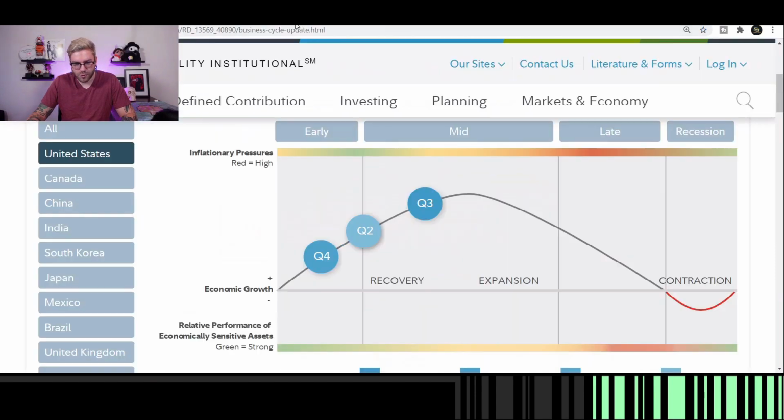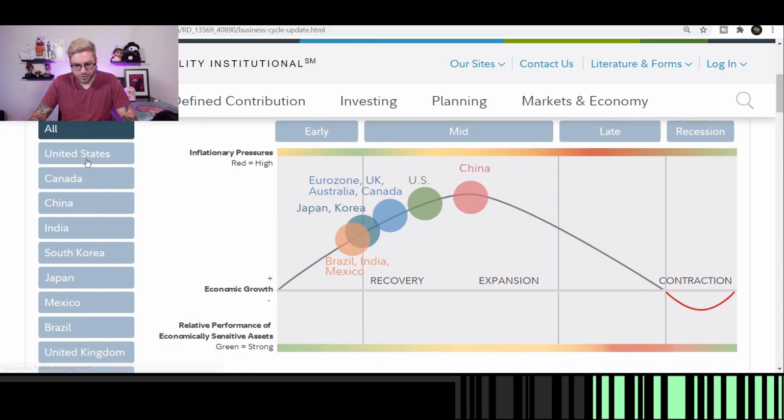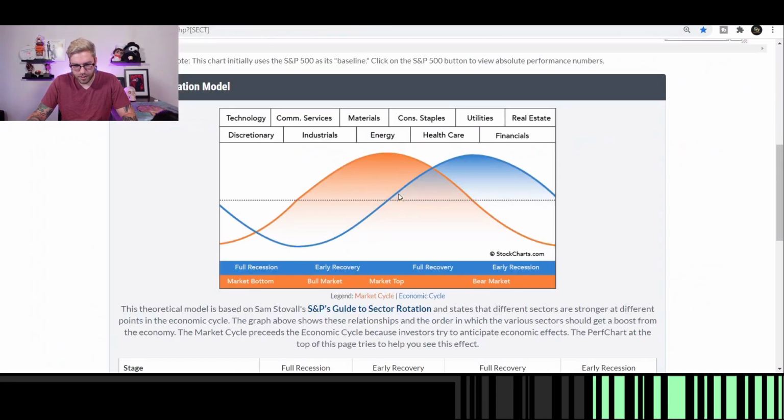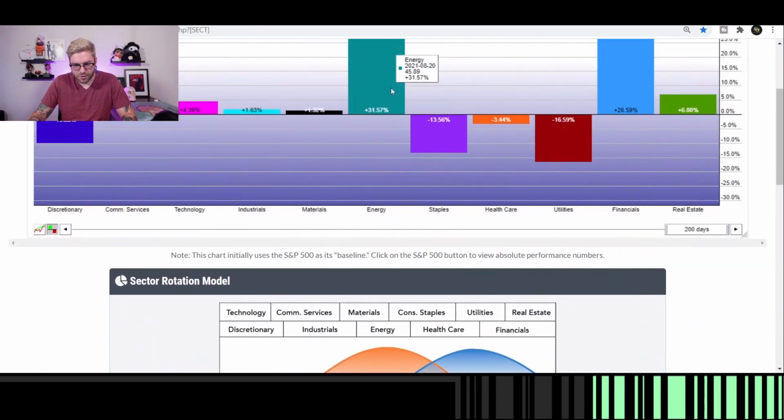Again, according to this website, right now we are in early recovery, moving to what looks like an expansion. Now we're in Q2, so I think we're going closer to an expansion with Q3, 4, 1, 2. So we're waiting on Q3. Right now we're still recovering, which puts us somewhere right about here, which lines up with why energy is doing so well.